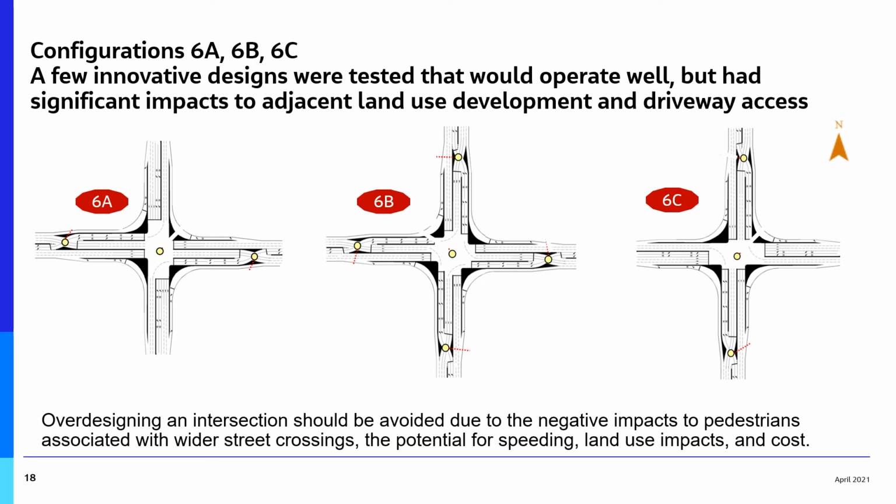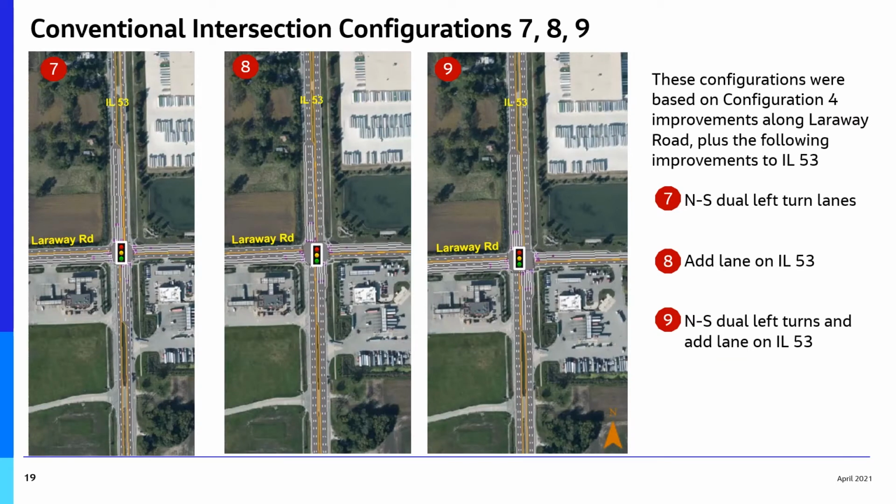Configurations 6A, 6B, and 6C use an innovative design treatment that flips the direction of left-turning traffic to the other side of the road as it approaches the intersection. By doing so, left turns and through traffic can move through the main intersection at the same time. These types of intersections generally operate better than a traditional intersection design, but they need a lot of roadway width, requiring right-of-way purchases and impacting adjacent land use development and access.